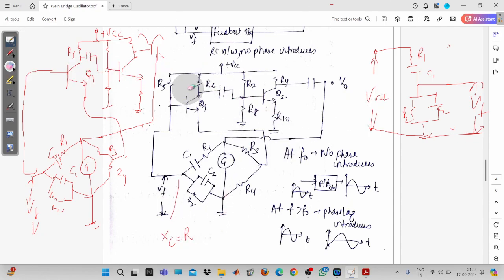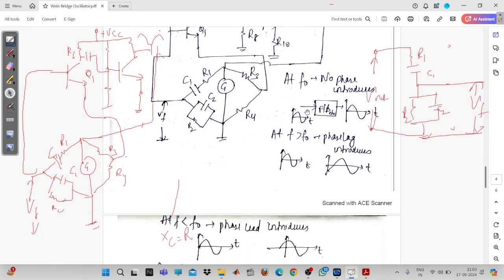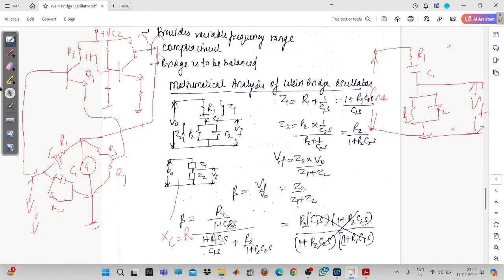This much, and we will have to select a resonant frequency. And at resonant frequency, what is going to happen? The capacitive impedance will be equal to resistance. Fine. Okay, so we'll move ahead now. I think the picture will be more clear in this diagram. So you can call this Z1 and this one Z2.